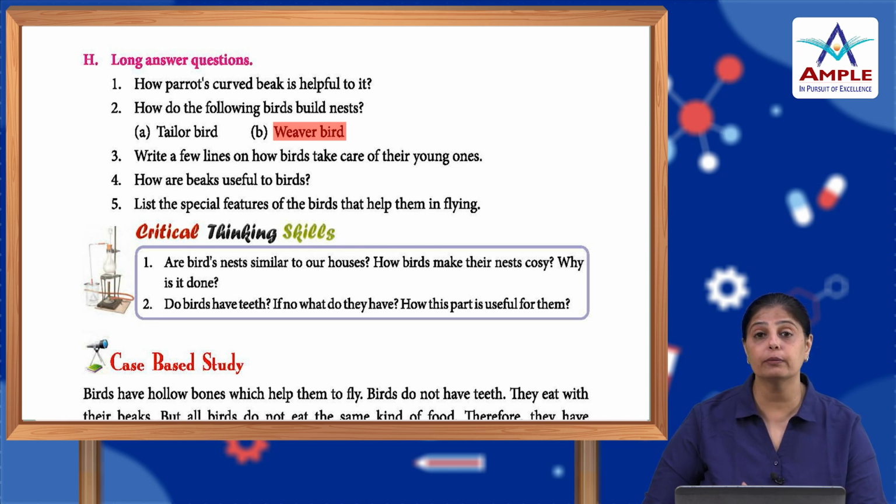The nest hangs from the branch of a tree. The bird enters its home through a tunnel like opening at the bottom of the nest. So, this is the difference between the nests that are built by the tailor bird as well as the weaver bird. Write a few lines on how birds take care of their young ones.